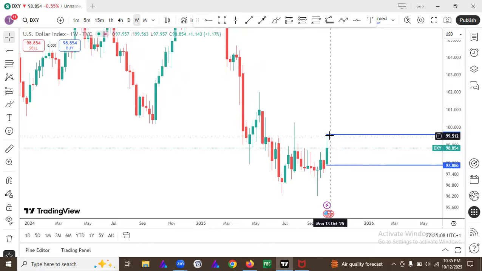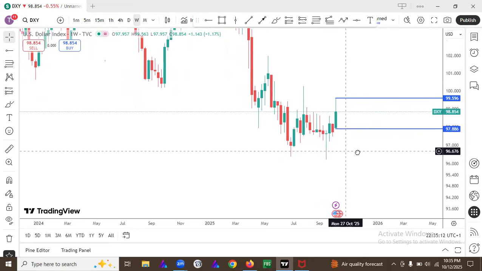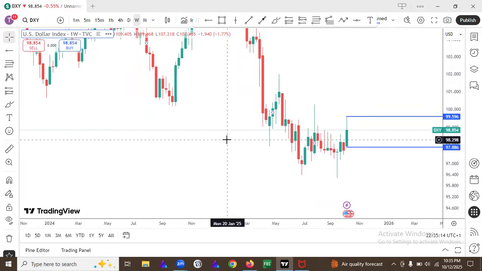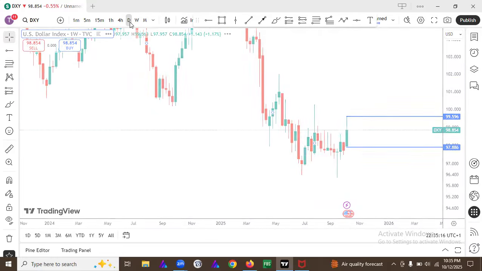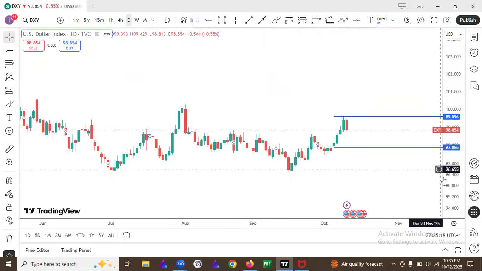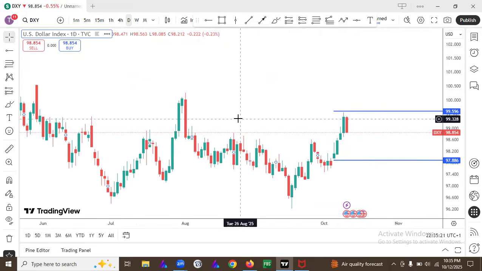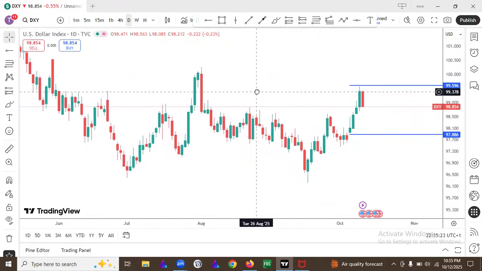Price will either sweep the buy side liquidity or sell side liquidity. So now you're done with that on the weekly time frame. Now we'll go down to the daily time frame. So what can we see on a daily time frame?